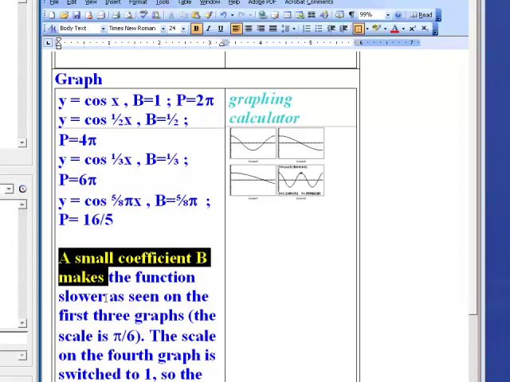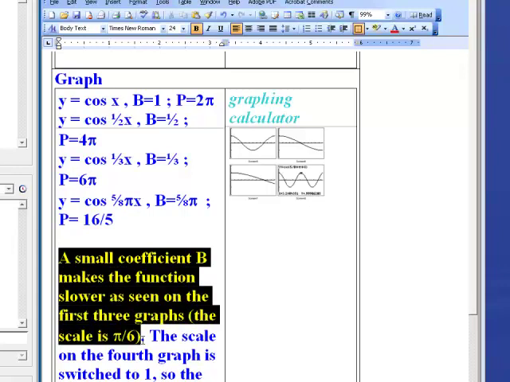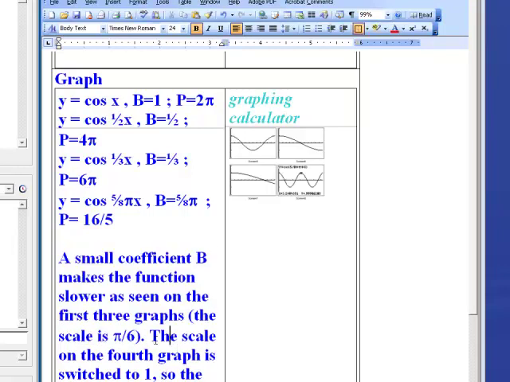A small coefficient b makes the function slower, as seen on the first 3 graphs. Again, I believe when I do this on my graph calculator, I will actually have a scale of pi over 4. Doesn't really matter. And the scale of the last one is switched to 1, so that the period, we will see, looks kind of nicely there, a fraction of integer numbers. Okay, let's go over there and do that.